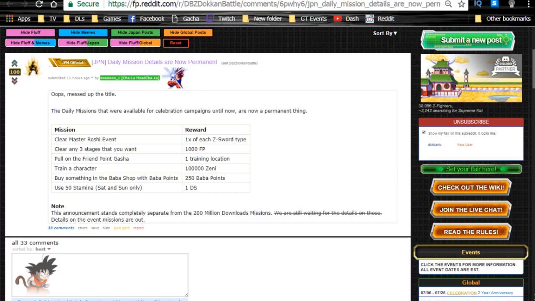Alright, so let's go ahead and start off. We now have daily mission rewards that are repeating. Yes, repeating, it's permanent on both the JP and the global side. As you can see here, shout out to Colossus and Z for this first one, Master Roshi event.